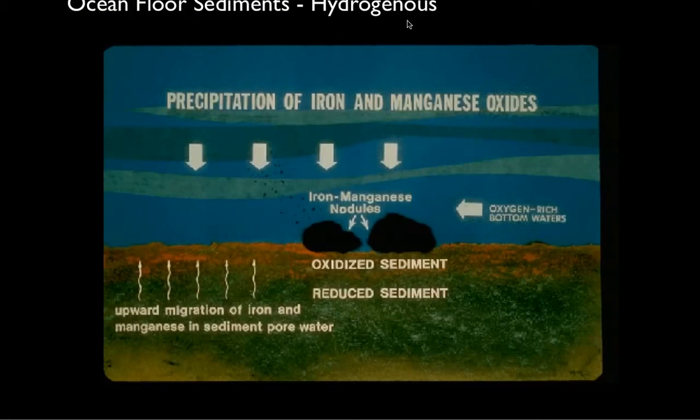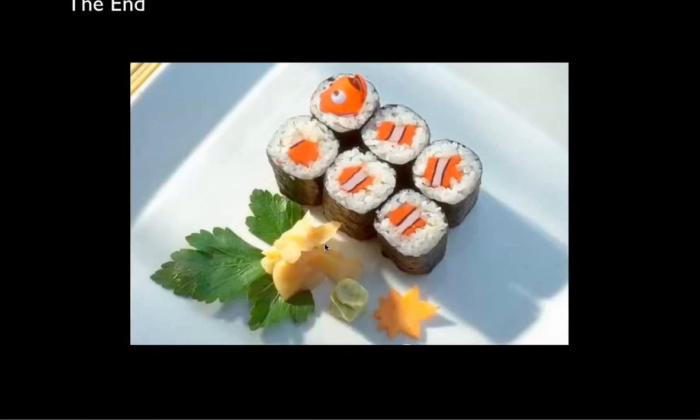And we also have hydrogenous sediments. Iron and manganese can be forced by pressure and chemical reactions out of the ocean water and onto the bottom of the ocean. And we have these nodules on the bottom that we are thinking about mining.